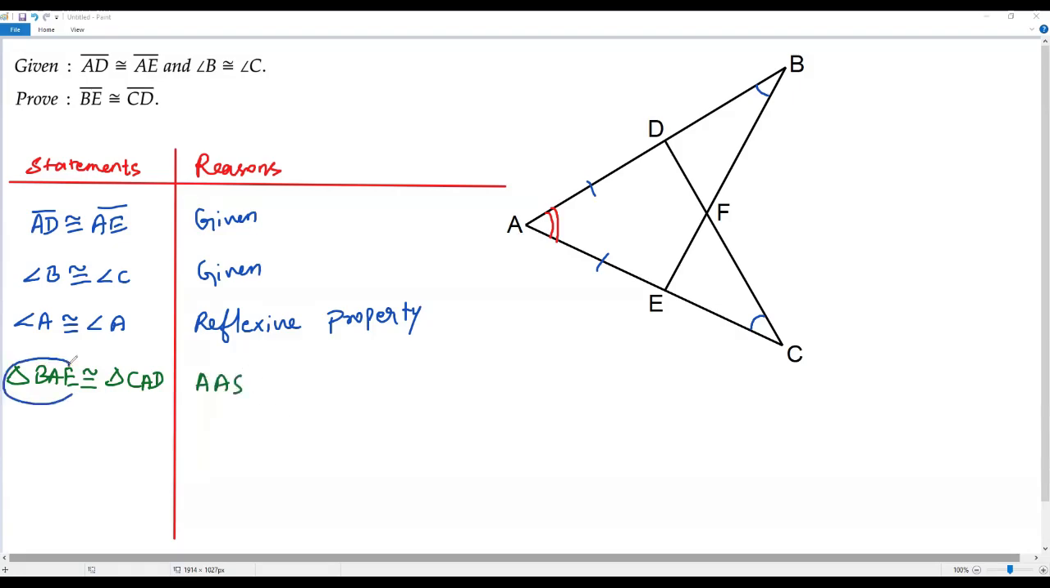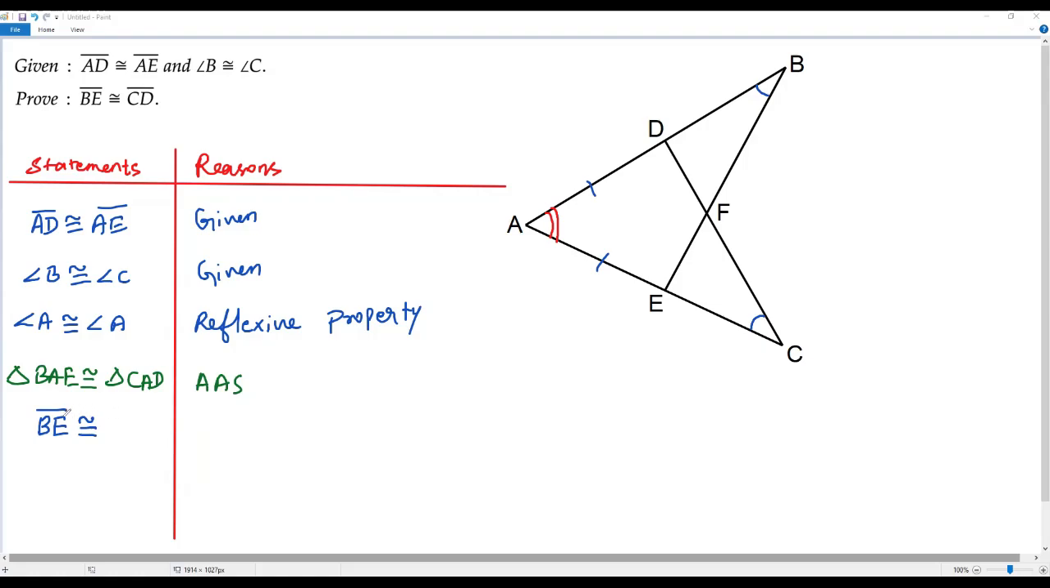Since the two triangles, triangle BAE and triangle CAD, are congruent, their corresponding parts must also be congruent. So we conclude this by the CPCTC theorem. CPCTC theorem, that is corresponding parts of congruent triangles are congruent. Okay, now let me consider a particular part in the first triangle, triangle BAE. That is the side BE, which is covered by the first letter and the third letter. So let me take the side BE from the first triangle, and it must be congruent to its corresponding part in the second triangle.